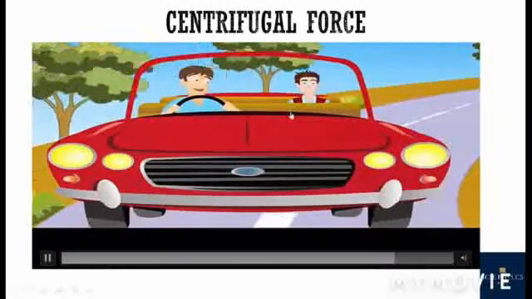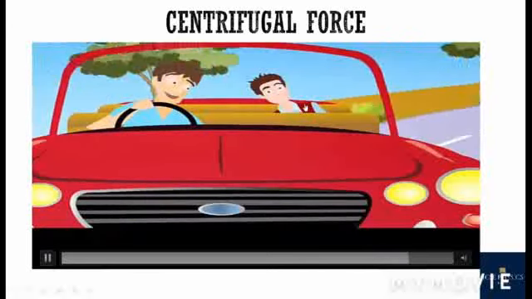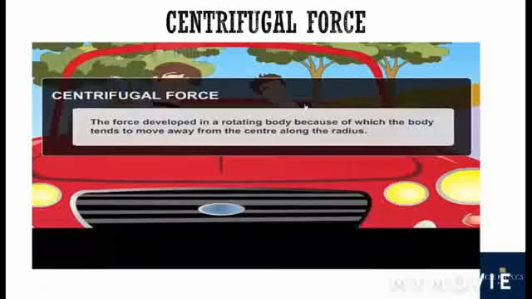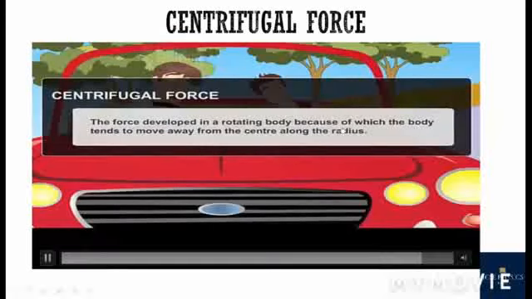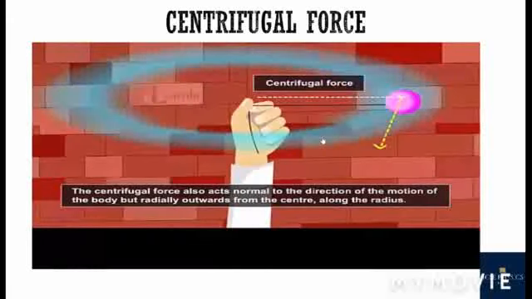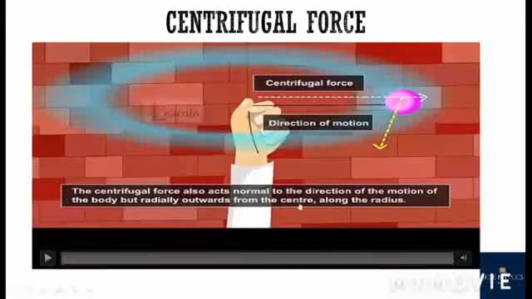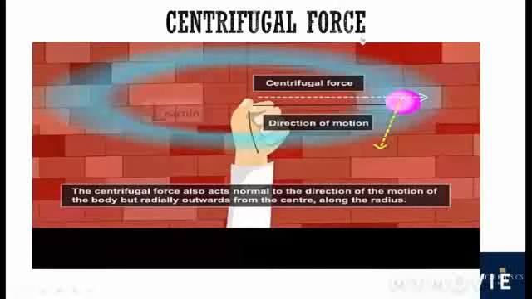The car is moving in a circular path, and what happens? This person feels a force which is directed radially outward. This is centrifugal force. The force developed in a rotating body, because of which the body tends to move away from the center along the radius, is centrifugal force. It also acts normal to the direction of motion of a body, but radially outward from the center along the radius. And one more thing, it is only observable for the person inside the rotating frame of reference. The person outside cannot observe this centrifugal force.